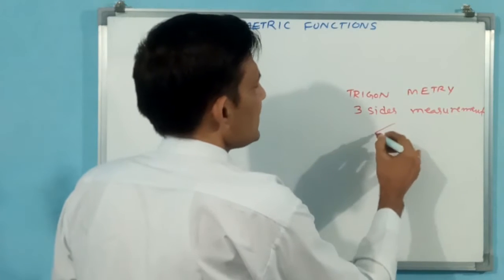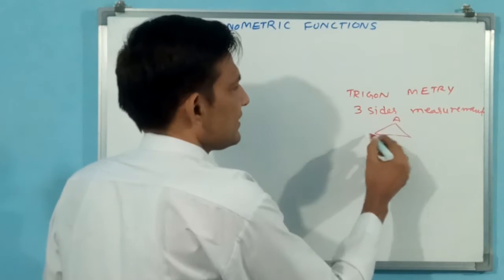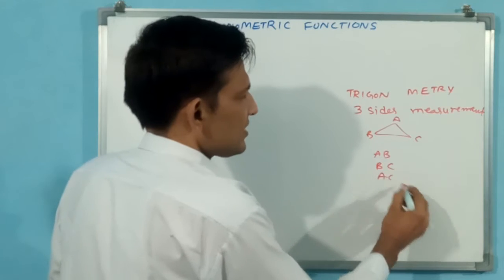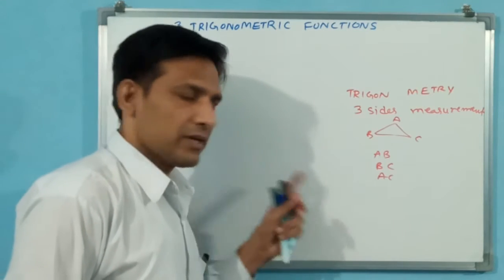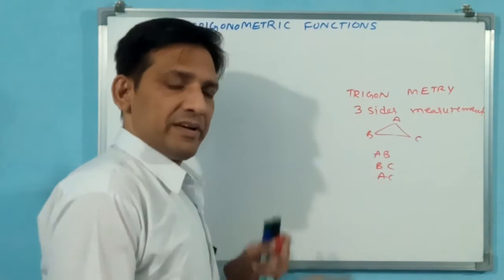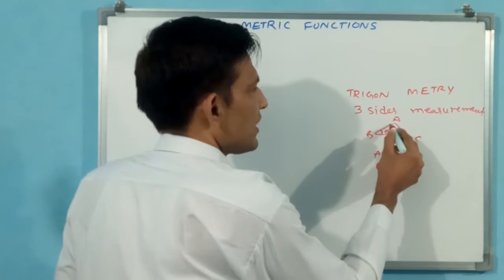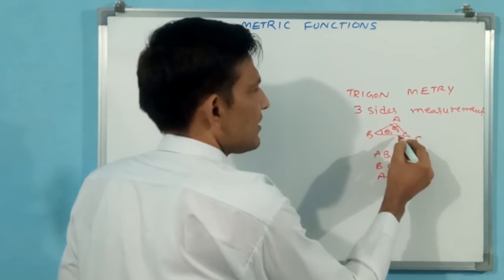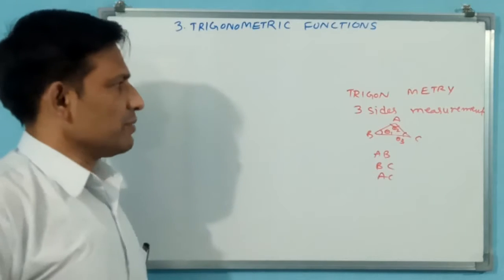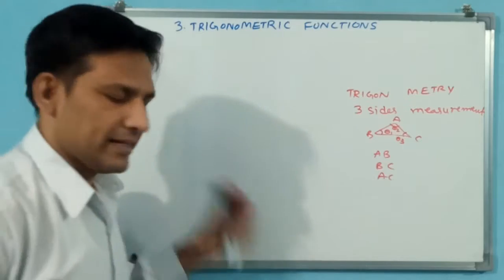What are three sides? Normally three sides make a triangle. What are the sides? AB is a side, BC is a side, AC is also a side. Different sides we can measure in trigonometry, and ultimately even angles also we can measure, say theta 1, theta 2, theta 3. What is an angle? We will see angle in class 11 again.